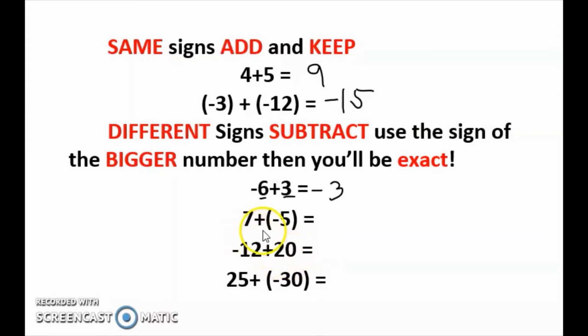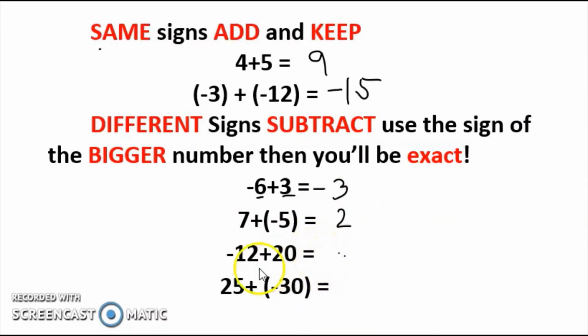Next, 7 plus negative 5. Positive to, negative to, so different sila. So, you have to subtract. Okay, 7 and 5, pag sinubtract is 2. Use the sign of the bigger number. 7 and 5, mas mataas si 7, so positive. The answer is positive 2.